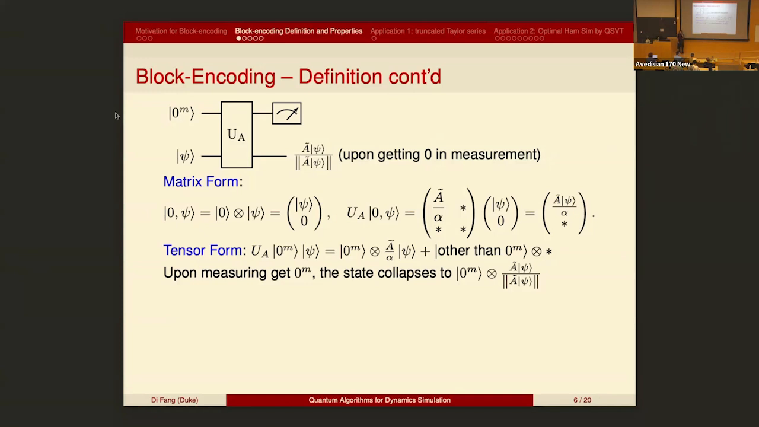Okay. Yeah, please. If you don't measure 0 to the m, is it always just a useless result, or can you ever get information out of that still? Oh, that's a good question. So in terms of the circuit implementation in all these, we're not going to perform mid-circuit measurements.